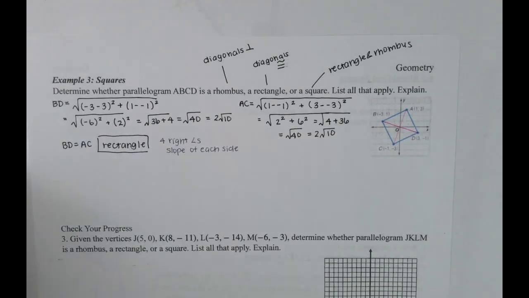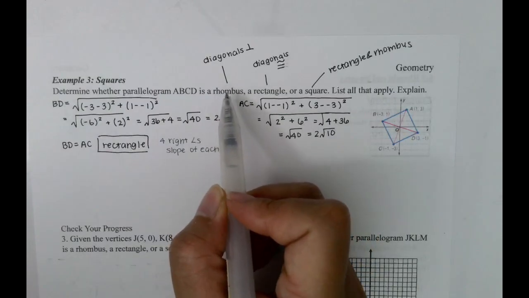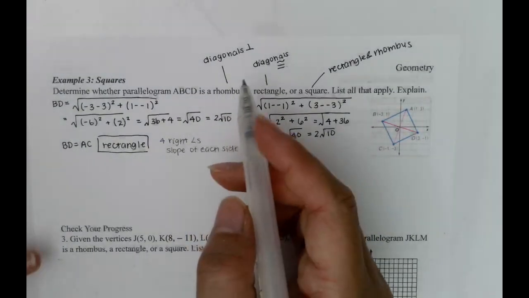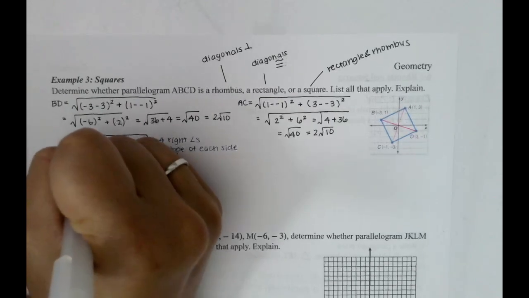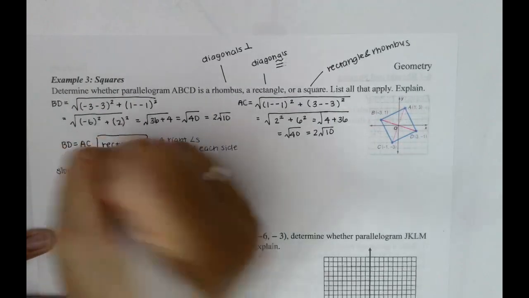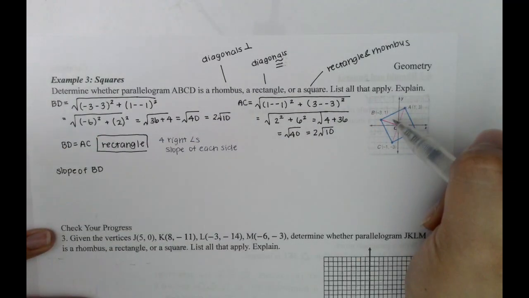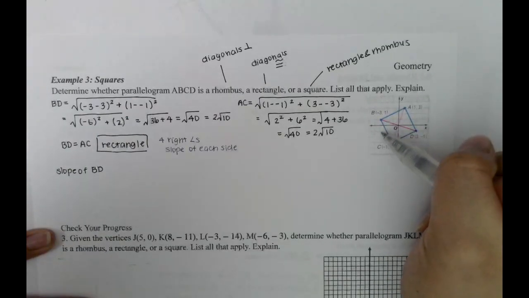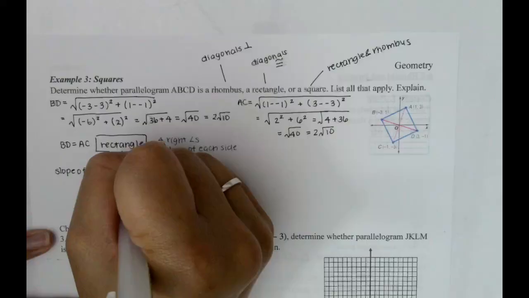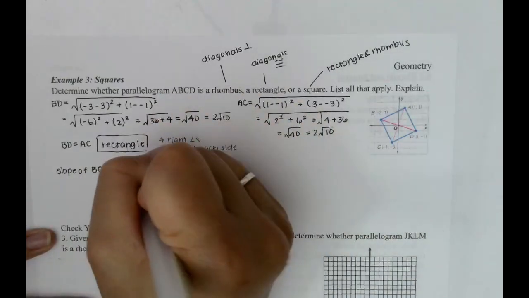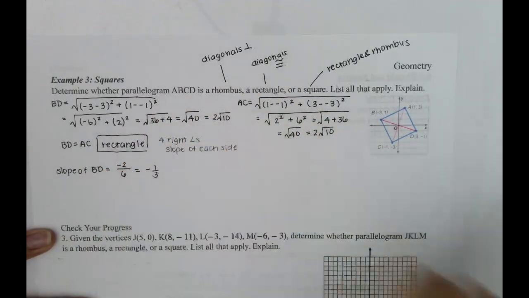Okay, so then for rhombus, I'm going to use the property that the diagonals are perpendicular. So I'm going to find the slope of BD. BD here, I'm going down 2 and going across 6. So down 2 is negative 2, right 6 is positive 6. This simplifies to negative 1/3.